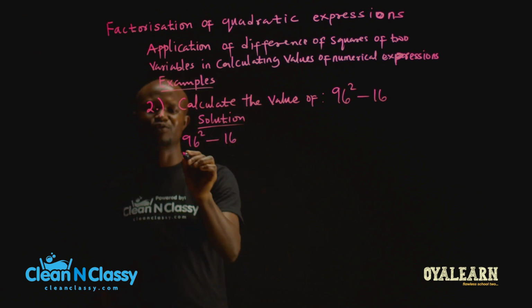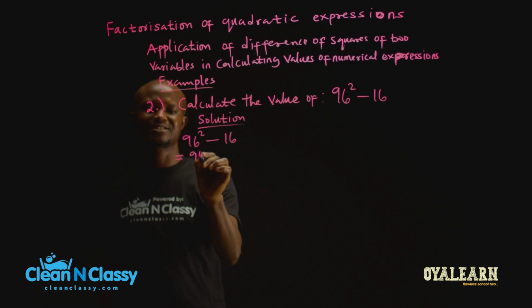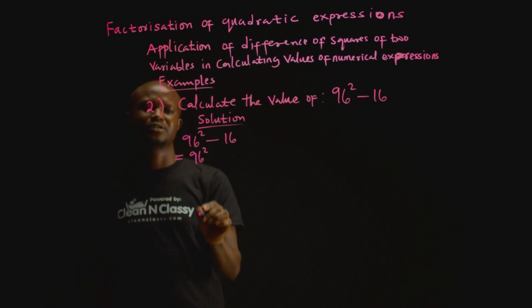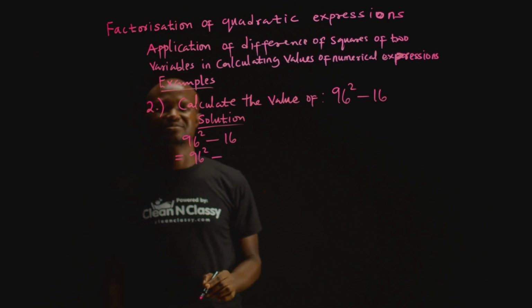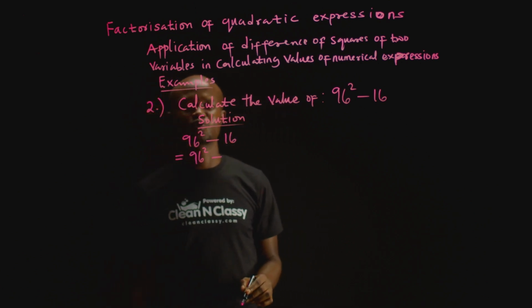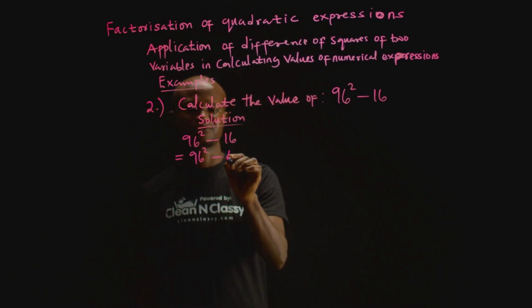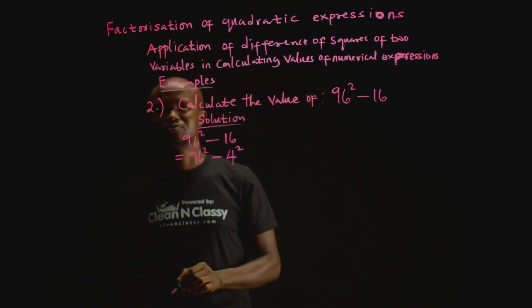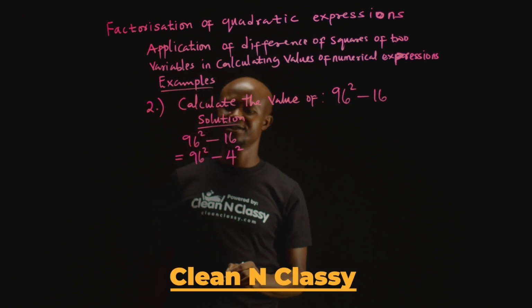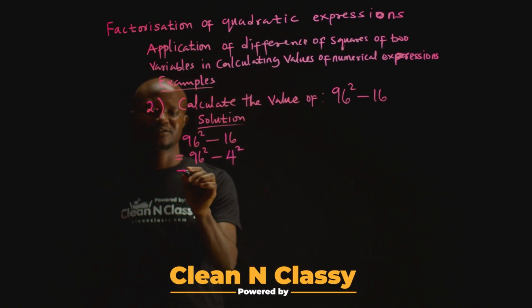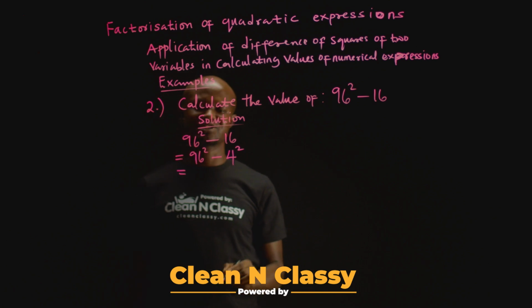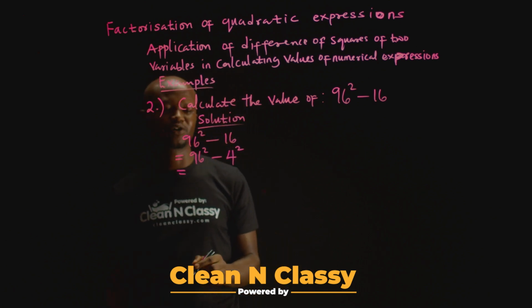In this case, we have what? This is 96 squared. Then minus 16. We can express 16 as what? 4 times 4. And that is what? 4 raised to the power of 2. Now in this case, we have 96 squared minus 4 raised to the power of 2.